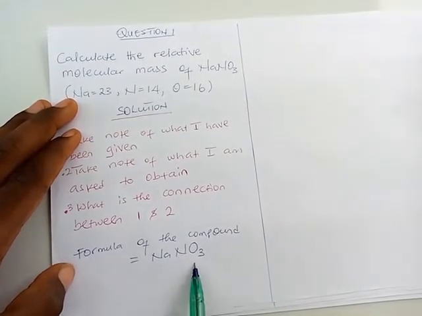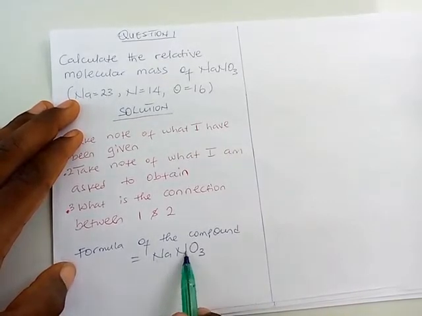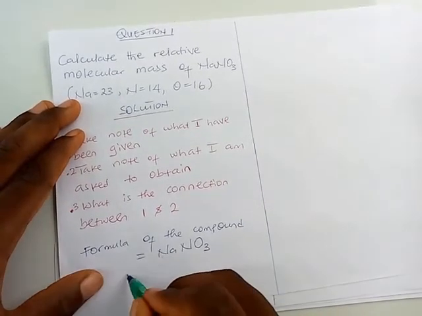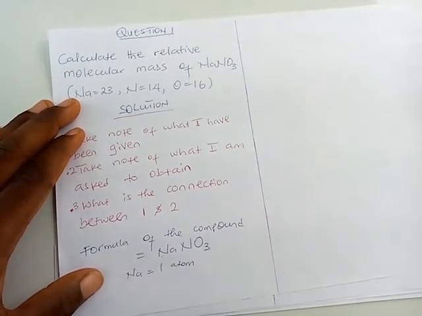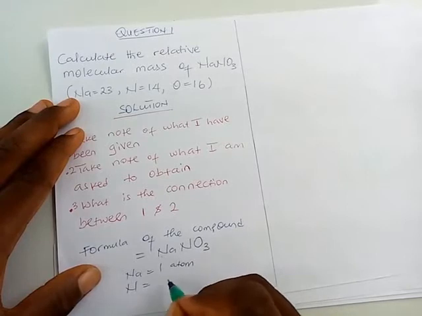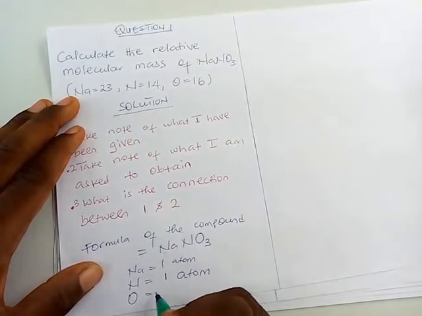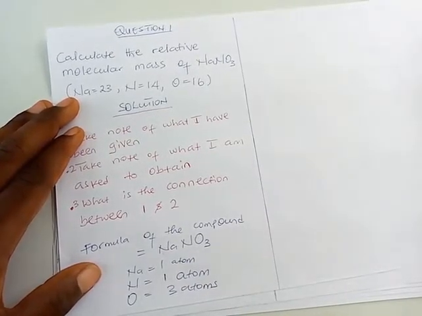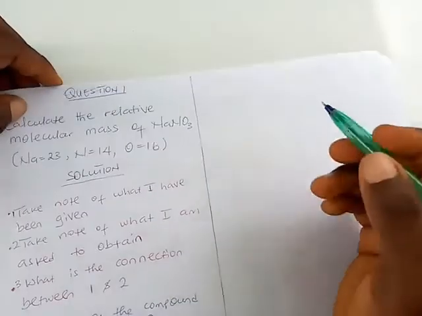So from this formula, you discover that we have 1 atom of sodium, 1 atom of nitrogen, and 3 atoms of oxygen. That's sodium, 1 atom. Nitrogen, 1 atom. Oxygen, 3 atoms. So with that, we can solve properly now. So here, what we just put down is this.